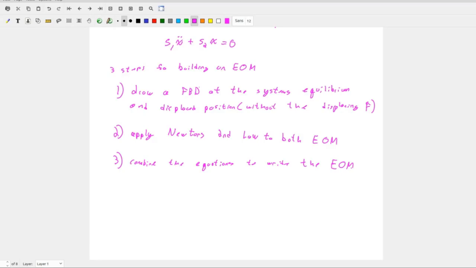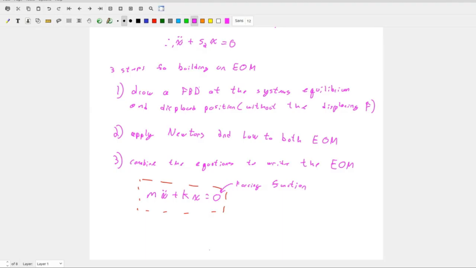So if we do that for this system, we get m x double dot plus k x equals 0. And again, that 0 is our forcing function. That make sense?